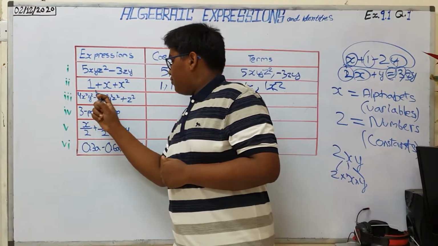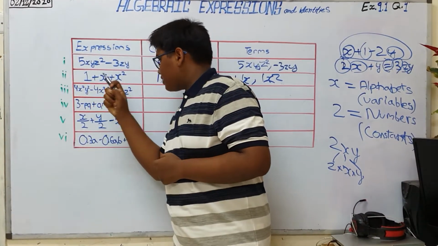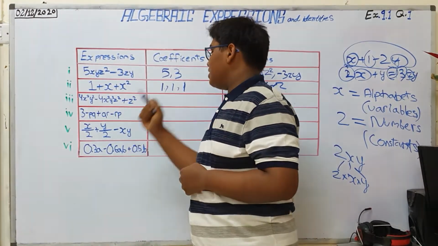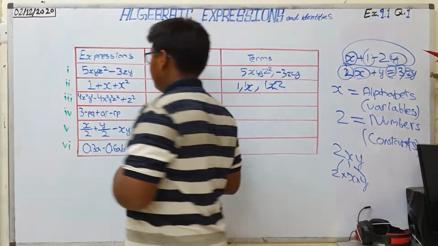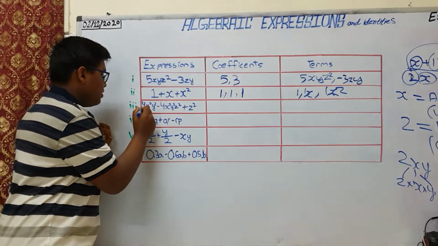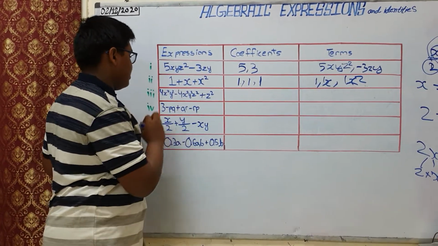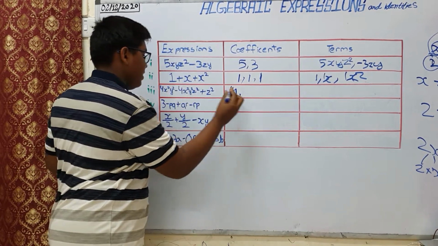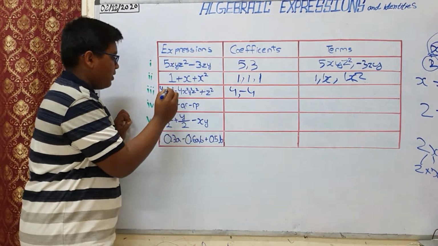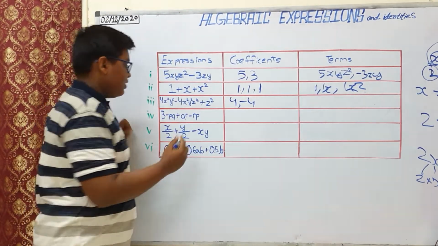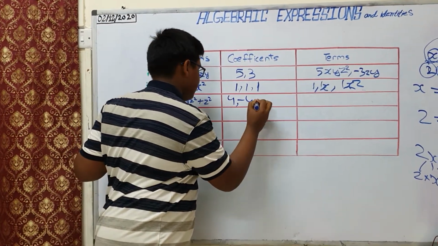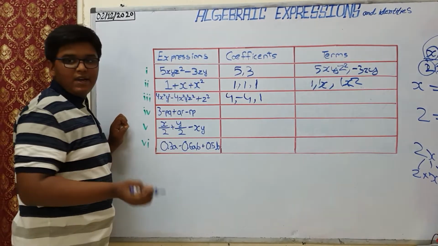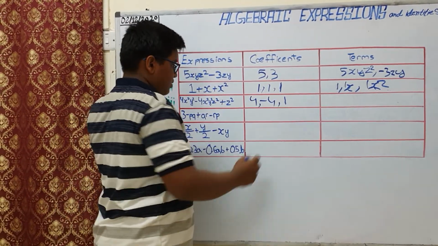So the third question is 4x square y square minus 4x square y square z square plus z square. Now this is a statement. This is a coefficient. How many coefficients are in this? So 4. Then what is this? Minus 4. We are including this minus with the 4, with the next number for it. So this is plus, positive. So we are going to write it as it is. As I mentioned here, if there is no variable, then we are going to write 1.